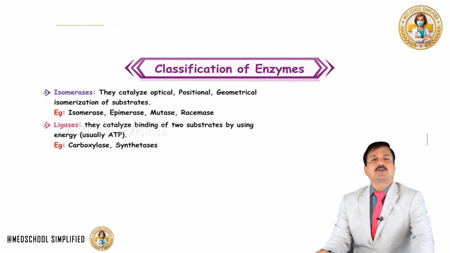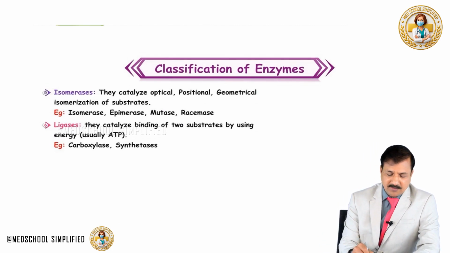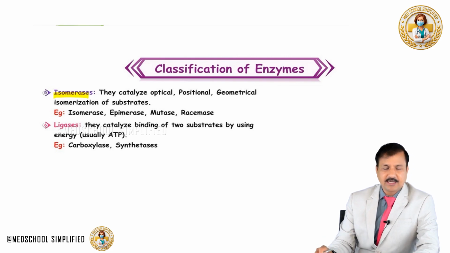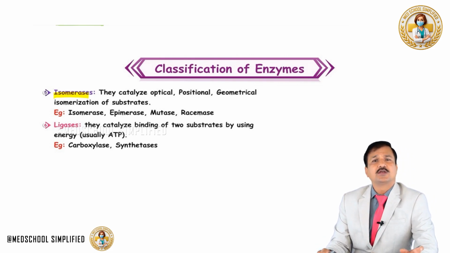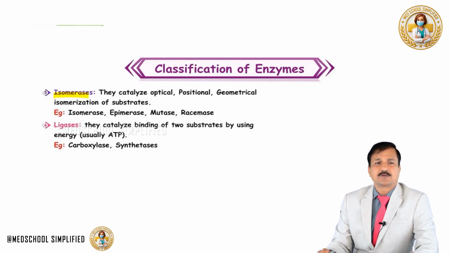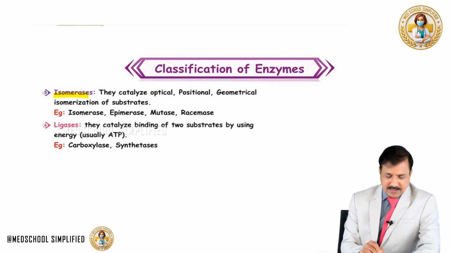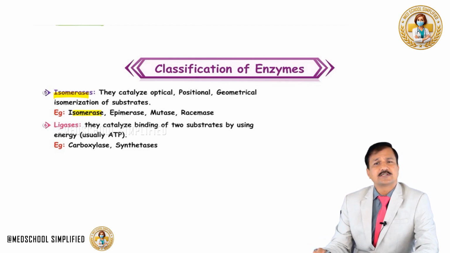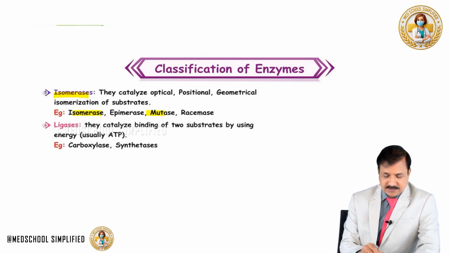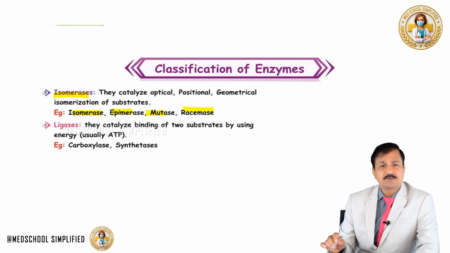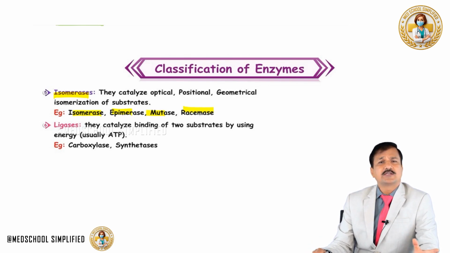Now, looking at the fifth class of enzymes, isomerase. Isomerases catalyze optical, positional, and geometrical isomerization of substrate. Any enzyme that ends as isomerase, of course, belongs to the class of isomerases. Epimerases, enzymes participating in epimerization reactions. Mutases, racemases, enzymes participating in racemization reactions. So, isomerases, epimerases, mutases, racemases, they are all isomerase class of enzymes.